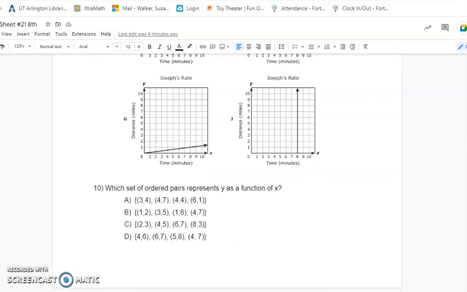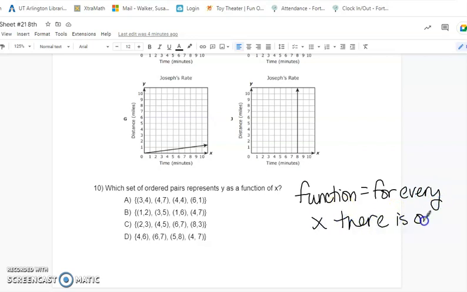Number 10. Which set represents y as a function? So remember, a function, for every x, there is only 1 y. X's should not repeat. If you see a repeating x, that means it is not a function. So if I look up here, 3, 4, 4, up, x's repeat. This is not a function. So figure out which one is a function.